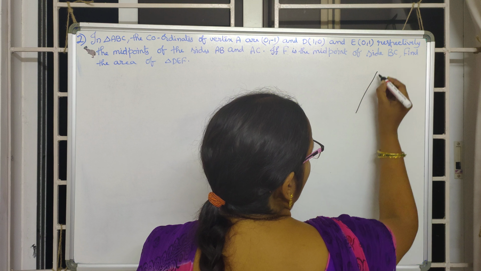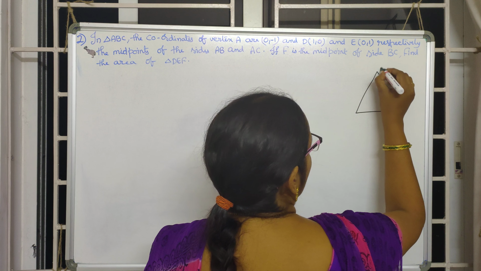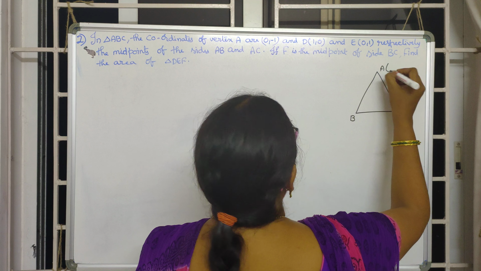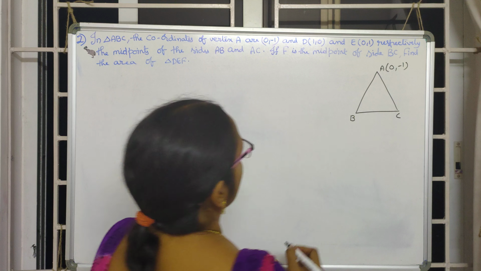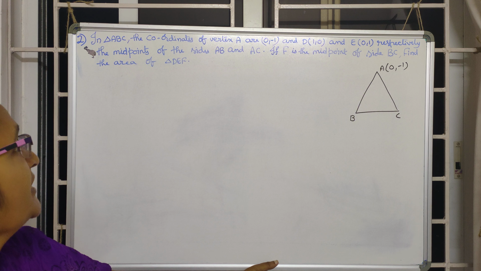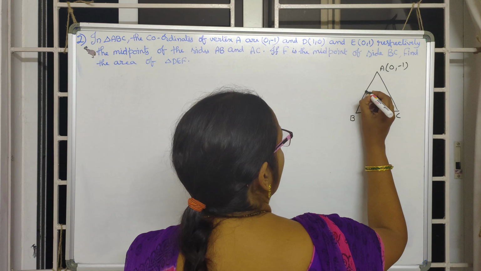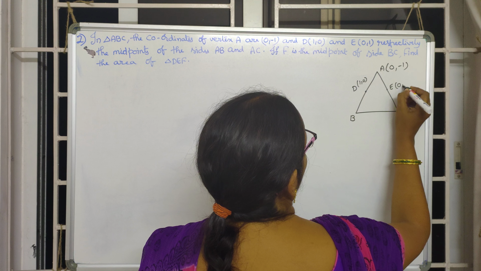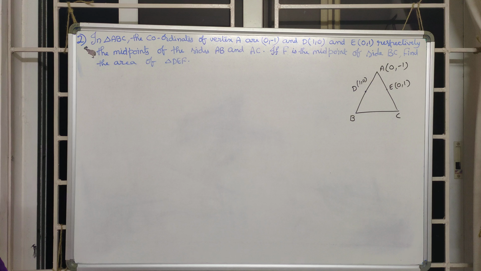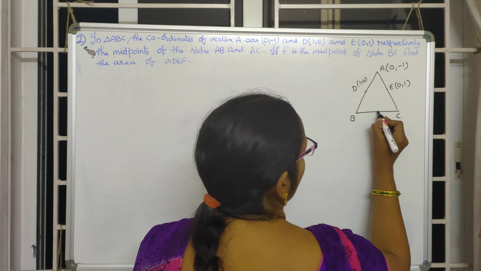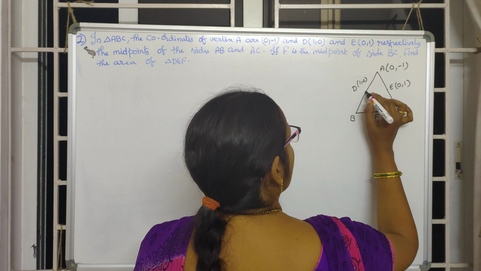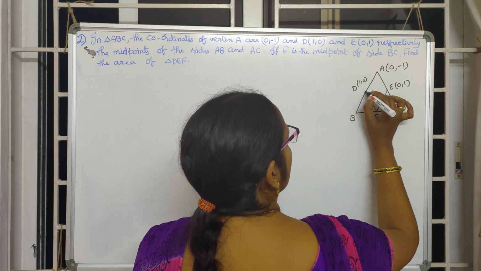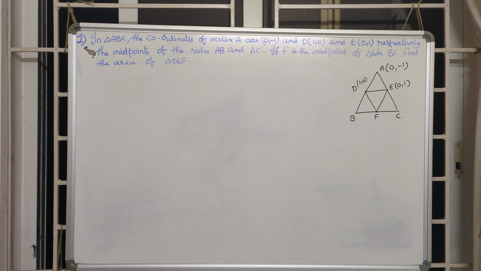Given triangle ABC is the triangle given to us. A coordinates are (0, 1). D and E are respectively the midpoints of the sides AB and AC. Here the midpoint D is (1, 0) and here the midpoint E is (0, 1). If F is the midpoint of BC, then they are asking us to find out the area of triangle DEF. But to find the midpoint of BC, we need the coordinates of B and also C.